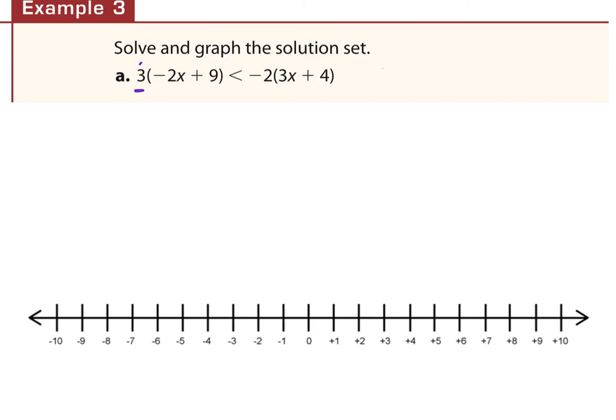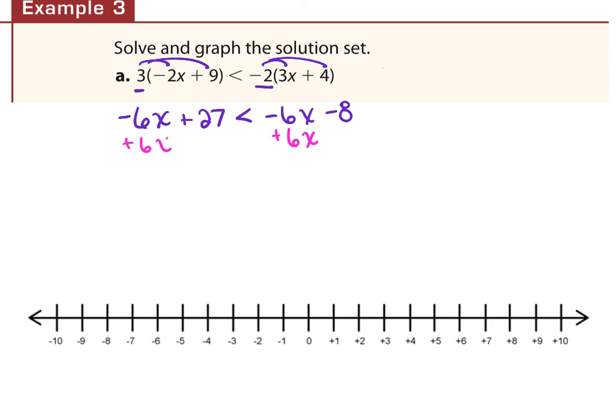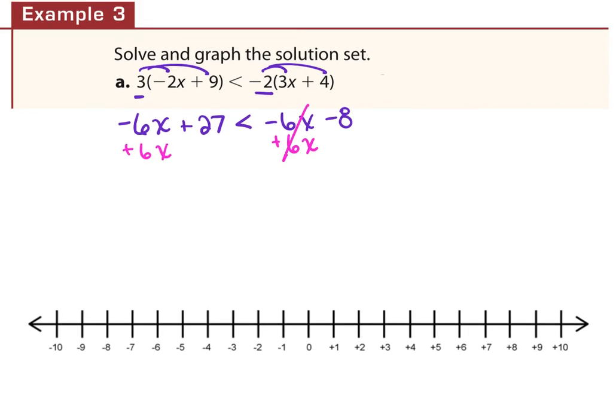So I'm going to distribute my 3 through. 3 times negative 2x, 3 times 9 is less than, I'm going to distribute that negative 2. Negative 2 times 3x, negative 2 times 4. Variables on one side, so I'm going to move my 6x over. And then numbers on the other. I'm going to move my 27 over.